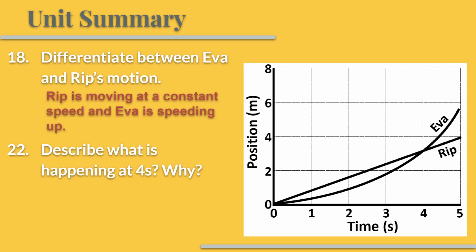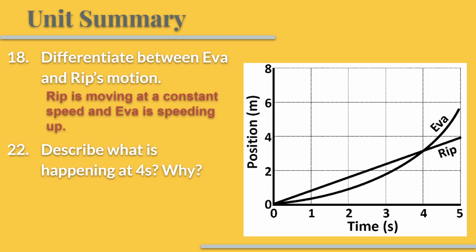What happens at 4 seconds where they intersect? On a position time graph, what happens when your lines intersect? They're together. Yeah, they're at the same spot. They're in the same place. They're not going the same speed unless their slope is the same there.